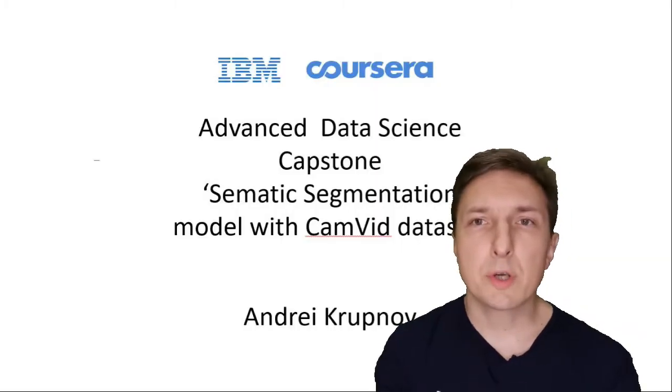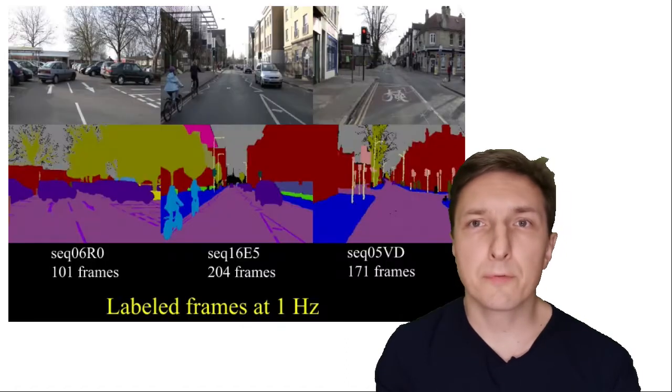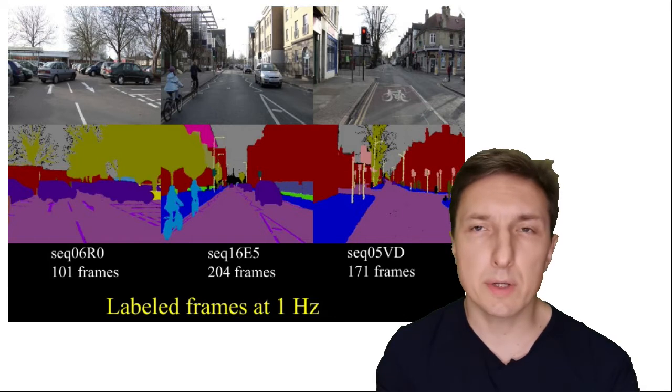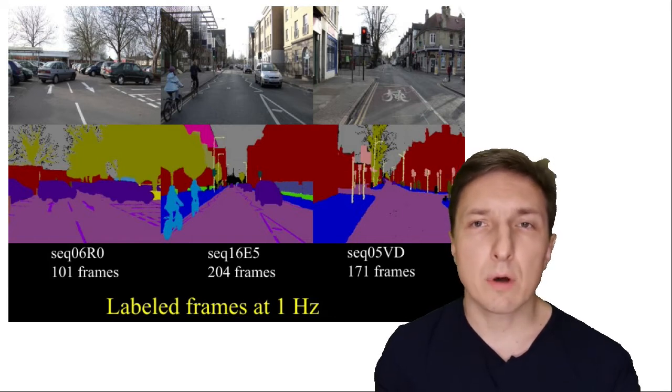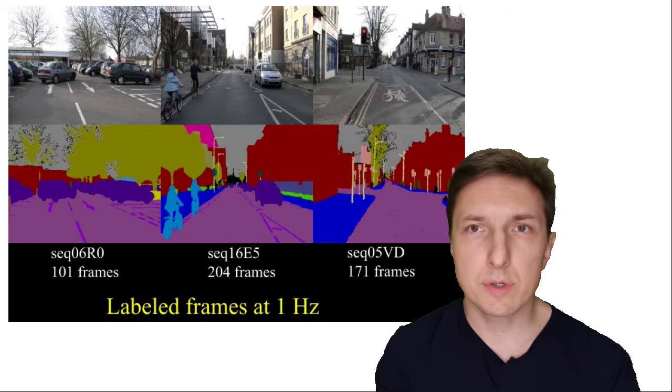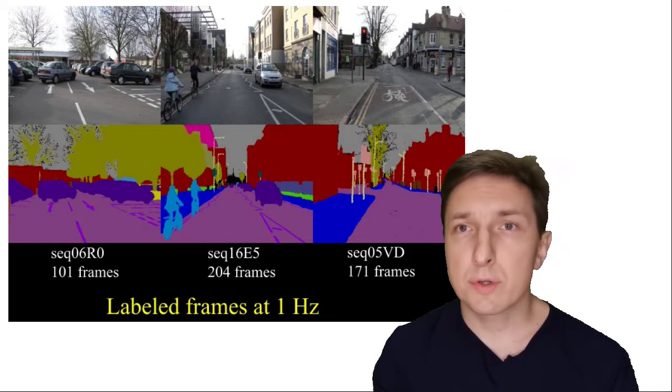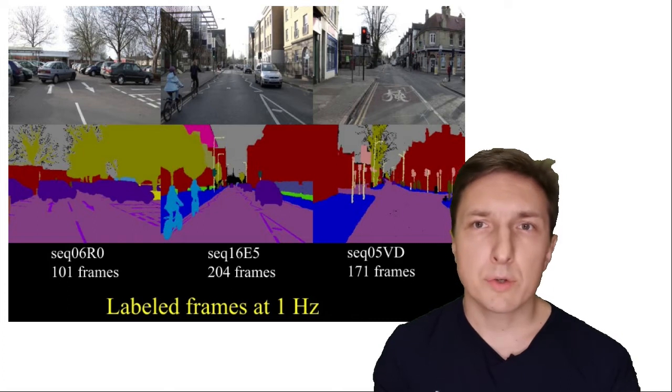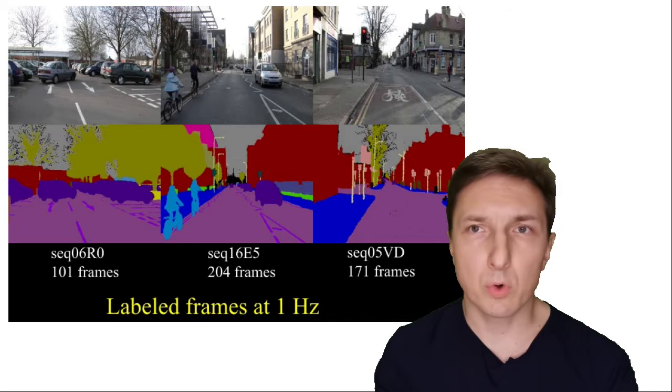For this project I've chosen a photo version of the Cambridge Driving Labeled Video Database. It consists of 701 images of different road situations, which is not so many, taking into consideration that I'm going to train quite a sophisticated model.